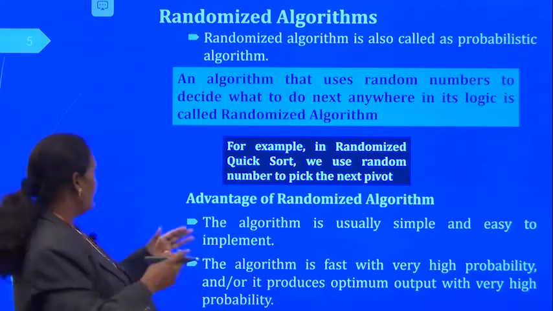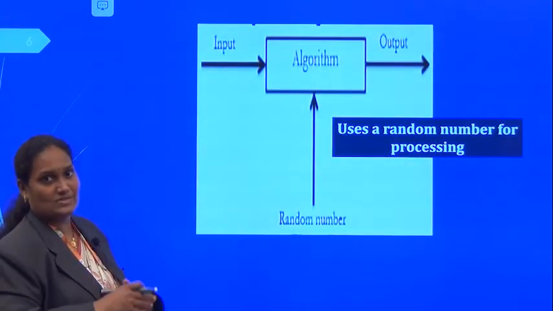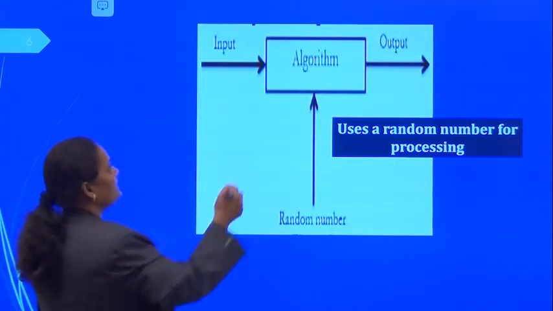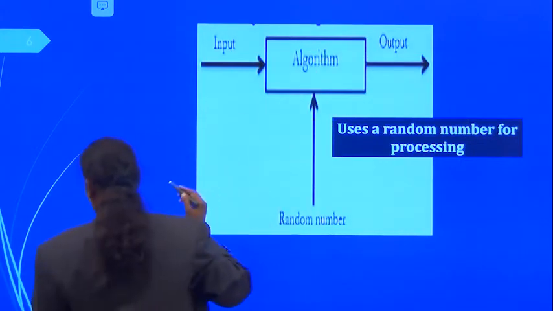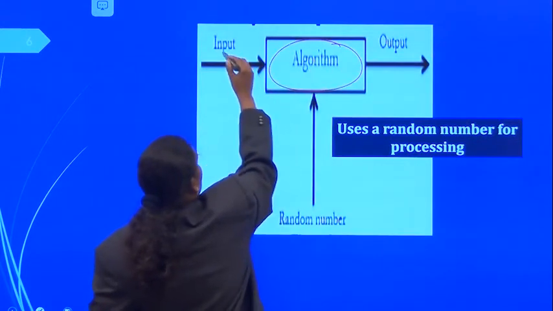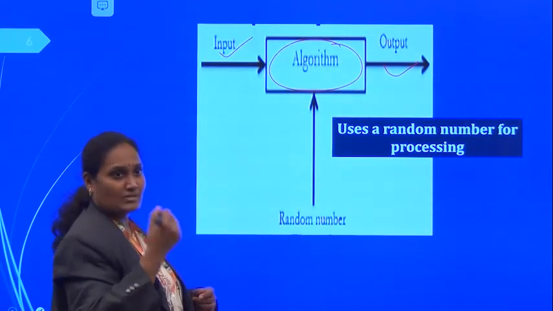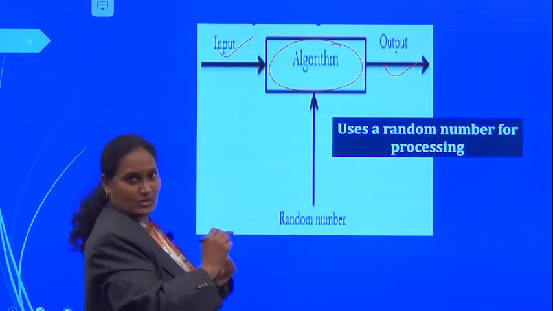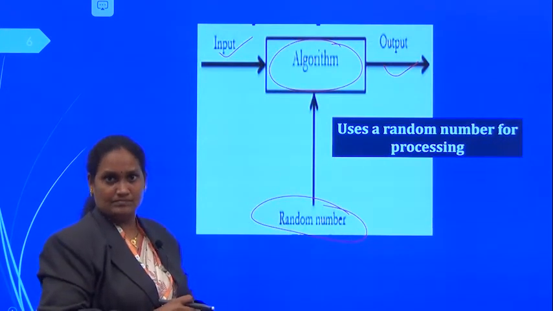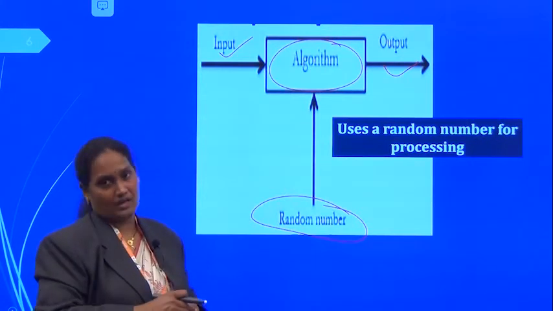Now coming to types of randomized algorithms, before going to see the types, let us see a simple indication of a randomized algorithm. Here you have an algorithm. This algorithm takes some input. After processing that input, it produces output. While processing the input, anywhere in its logic, it uses some random numbers. Finally, it produces some output.